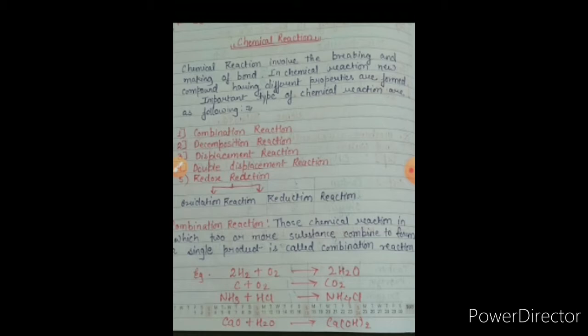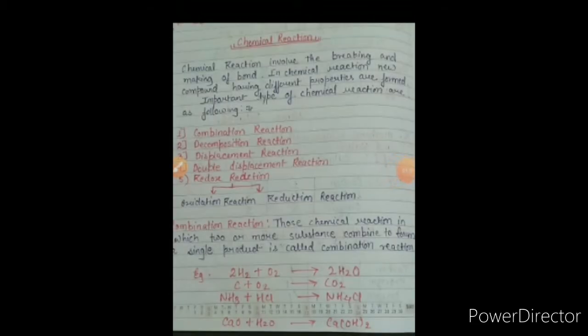So students, a chemical reaction is nothing but it simply involves the breaking and making of bonds. In a chemical reaction, new compounds having different properties are formed. In sequence, we must know how many types of chemical reactions there are. There are many types of chemical reactions, but in this chapter, in this class, we have to study some basic reactions. Some among them are combination reaction, decomposition reaction, displacement reaction, double displacement reaction, and redox reaction.